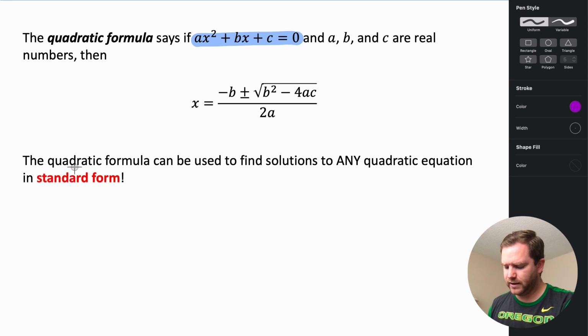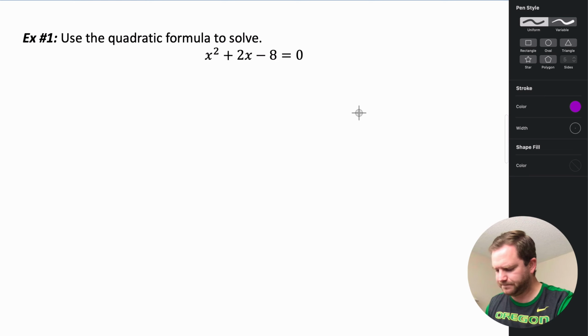So one thing to note is the quadratic formula can be used to find solutions to any quadratic equation in standard form. So again, this is standard form. If it doesn't look like this form, you can just change it into this form and then use the quadratic formula. So let's go ahead and try a few of these problems.